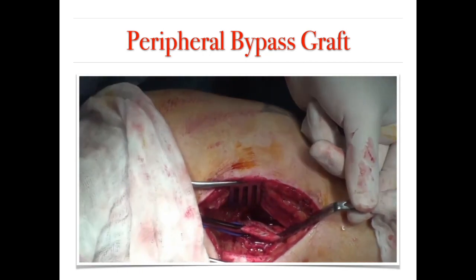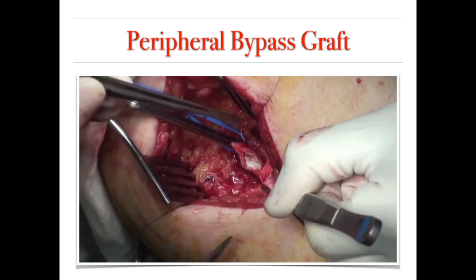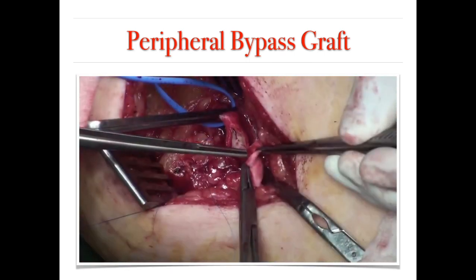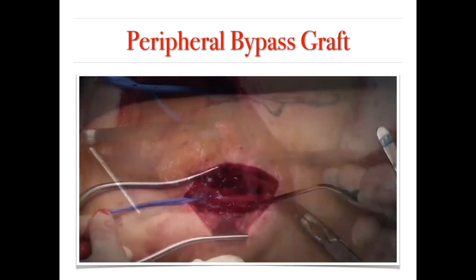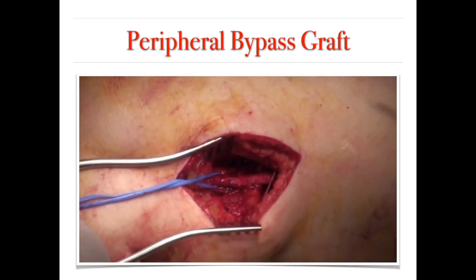Both the proximal and the distal anastomosis of the graft onto the artery is made by end of the graft to the side of the artery anastomosis with circumferential sutures that are non-absorbable. Hemostasis is obtained.